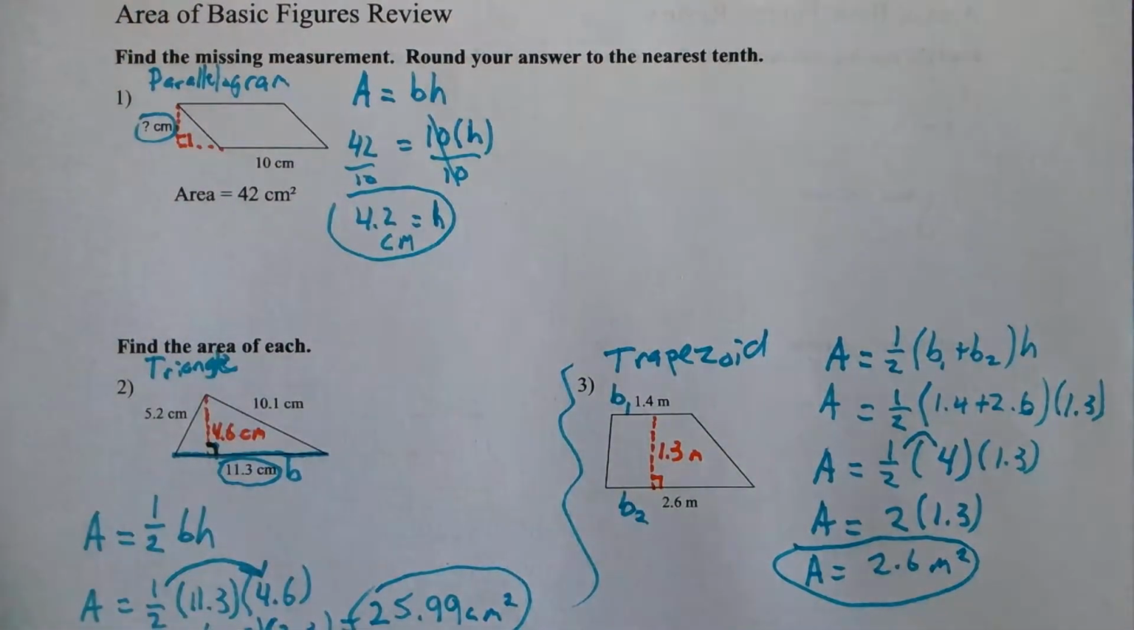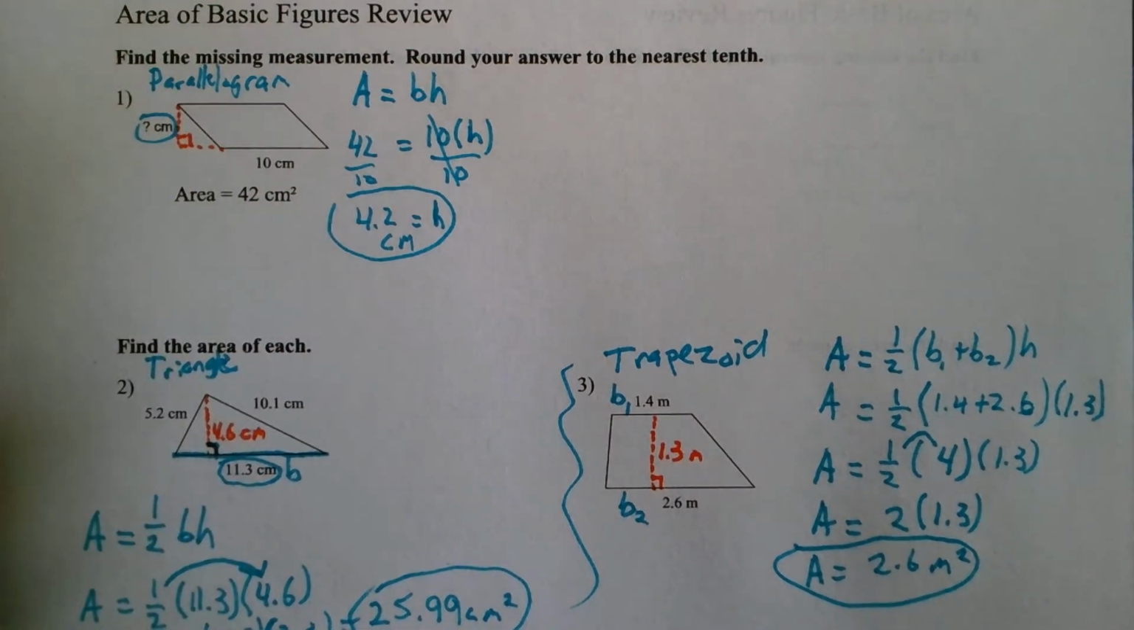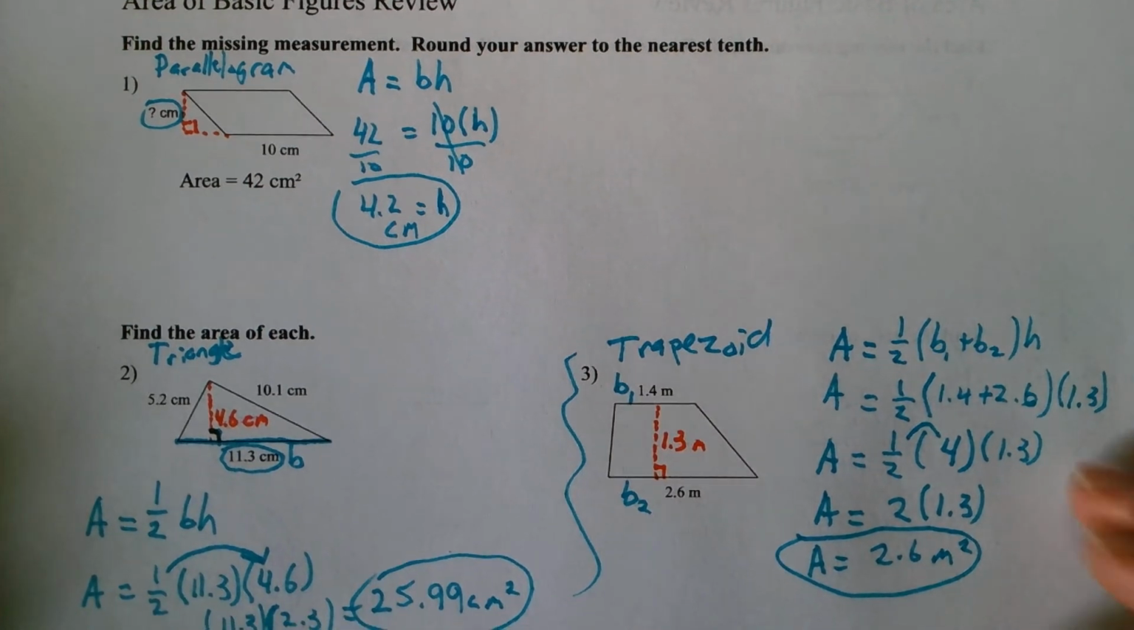Okay, so these are 3 pretty basic shapes that you may encounter a number of times when you're dealing with 3-dimensional objects and finding surface area for those. So just kind of keep that in mind. Kites and rhombuses, not quite as common, but you might see them from time to time.